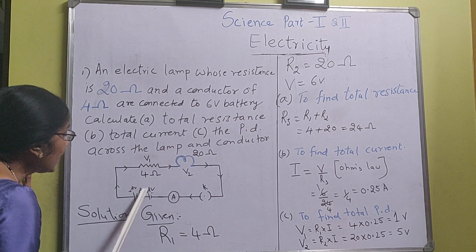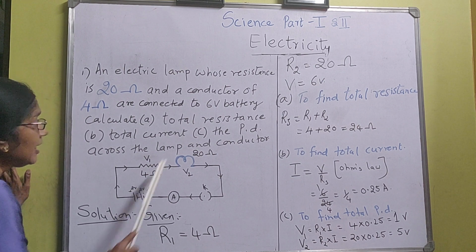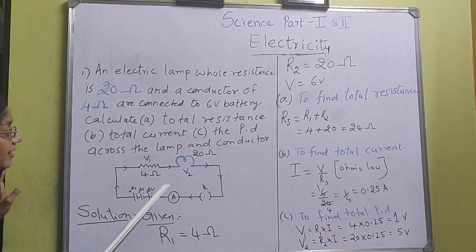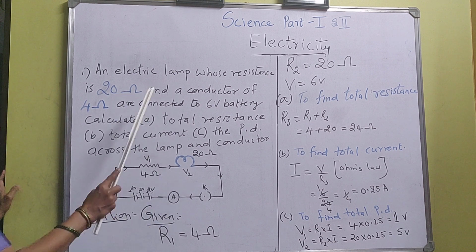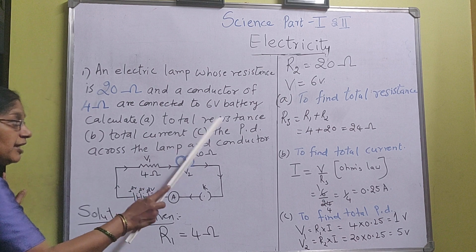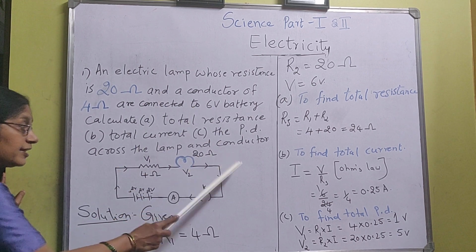Means 2 volt each cell, 2 plus 2 plus 2, all these cells became a 6 volt battery. Each cell is having 2 volt, connected to an ammeter, connected to a key. So we have to find out what is the total resistance, what is the total current flowing, and what is the potential difference of the lamp separately and the potential difference of the conductor separately.